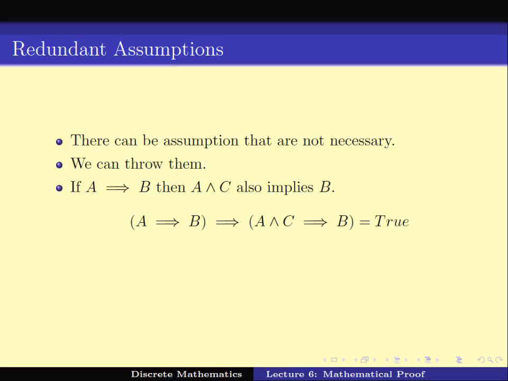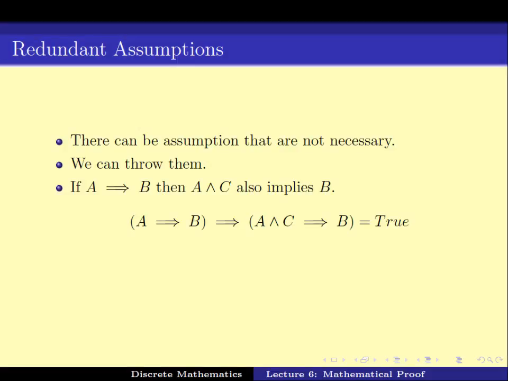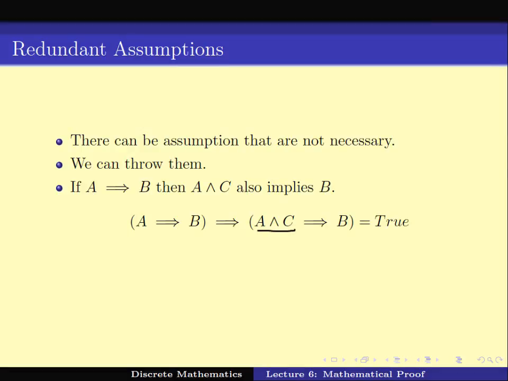true. So if A and C is the given assumption, but I am able to prove that A implies B, that means the C was a redundant assumption and we can throw it. And in that case, A and C implies B for this statement is good enough to prove this statement A implies B.